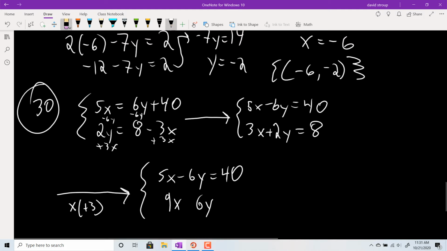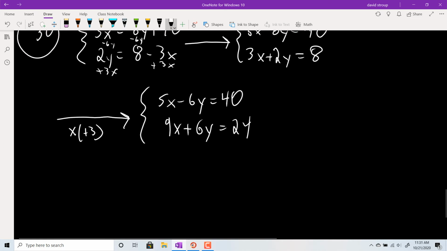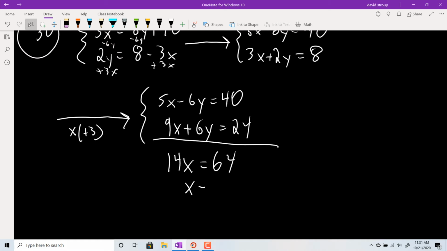Okay, so it's going to end up being then, if you multiply everything by positive 3, 9x plus 6y equals 24. And then you'll have the y's cancel. Okay, so 5x plus 9x is 14x. On the other side, you get 64. Divide both sides by 14, and it looks like you're going to have 64 14ths, which is 32 sevenths.